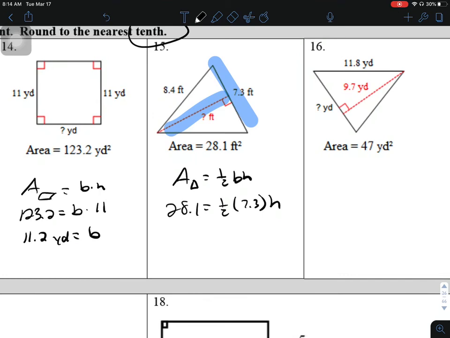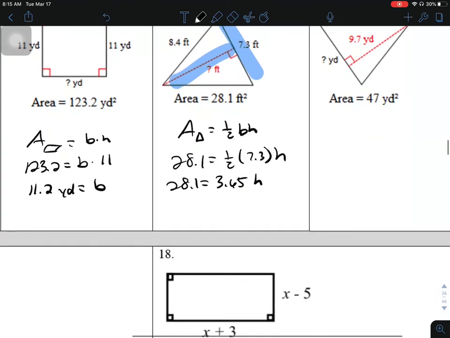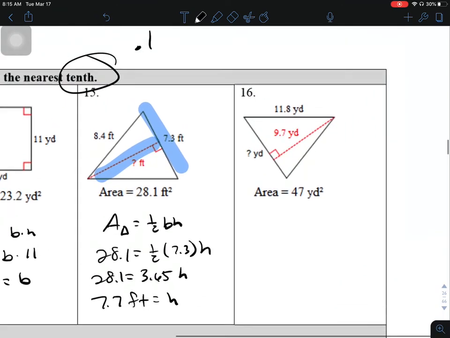Half of 7.3 is 3.65. Notice the direction said to round to 1 decimal place. This isn't our answer yet, so I'm not rounding at all yet. I don't round until I get to the final answer. If I then divide both sides by 3.65, I got 7.7 feet for the height. 16.